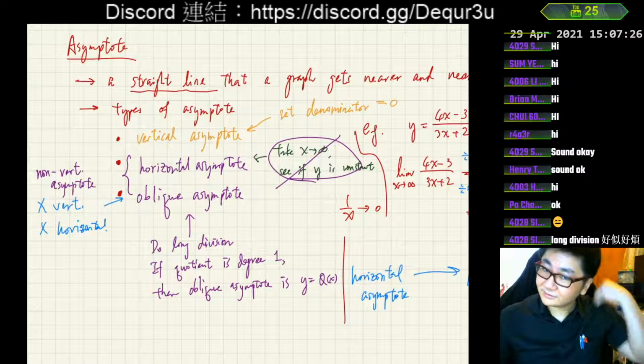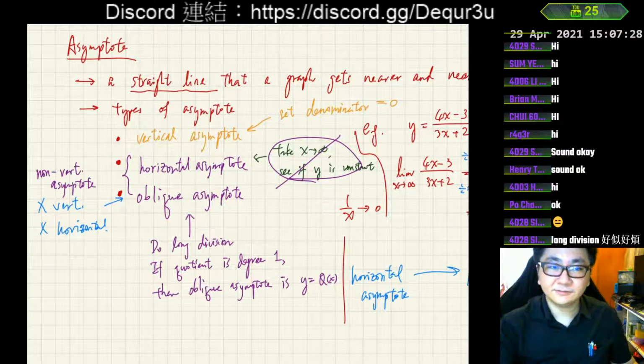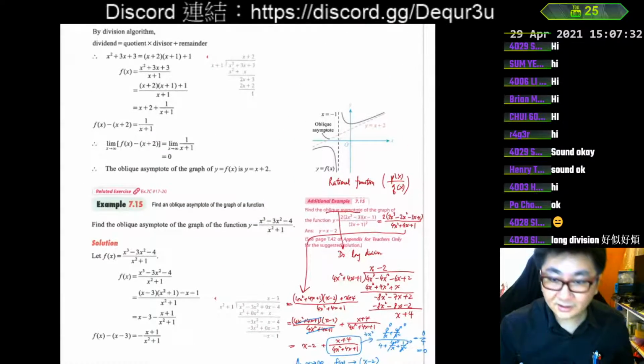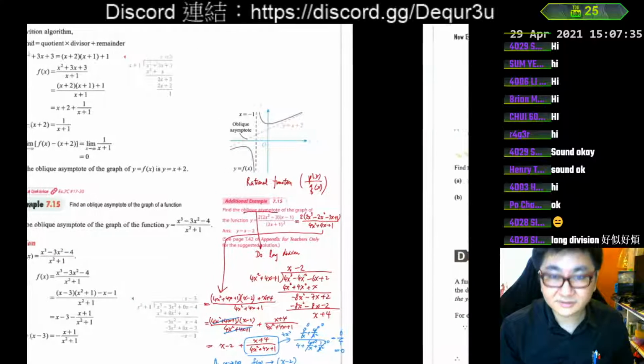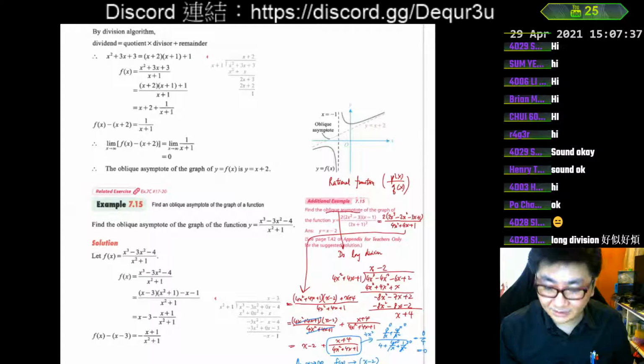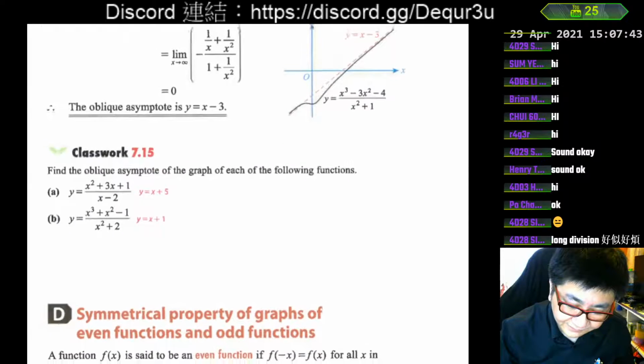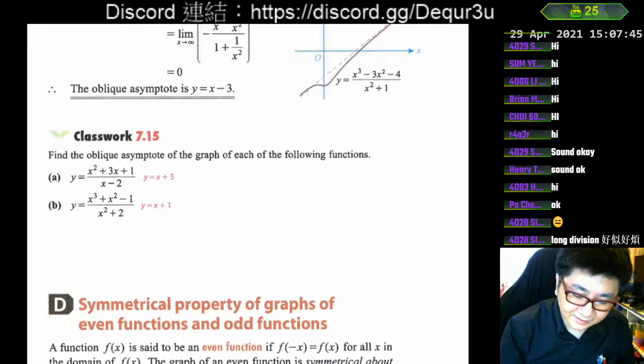Okay, so I see a few OKs here. Now we go back to the textbook and do the classwork. Let's take some time to do some classwork here. I see we have about 8 minutes, so let's do classwork 15 and find the asymptotes.